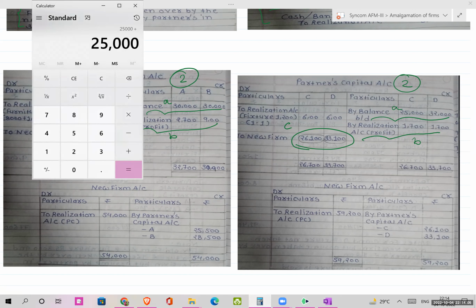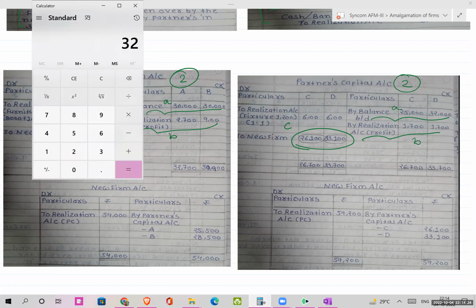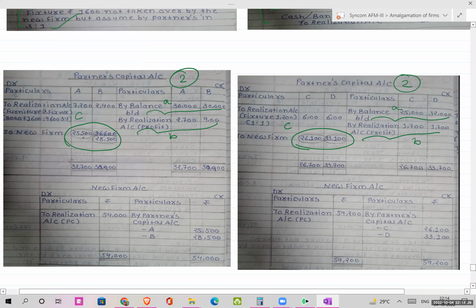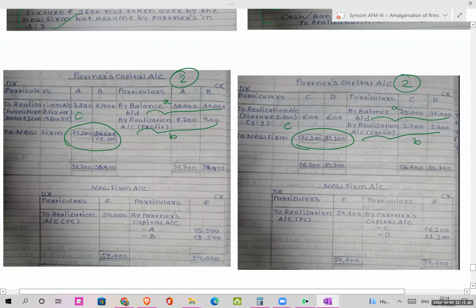So 25,000 plus 1,700, 26,700 minus 600. So 26,100. 32,000 plus 1,700 minus 600, 33,100. Similarly, 32,700 minus 7,200, 25,500, and then 30,900 minus 2,400. So 28,500. ठीक है, ये दोनों कहाँ जाएंगे?